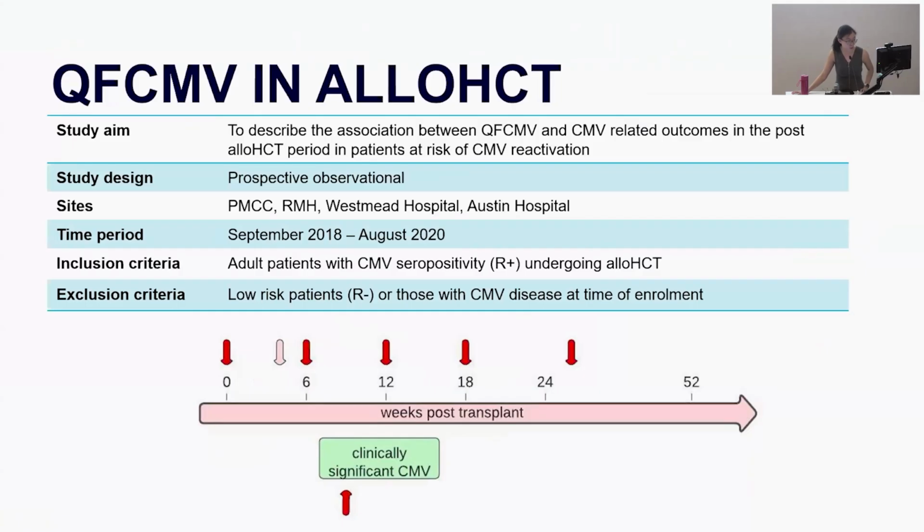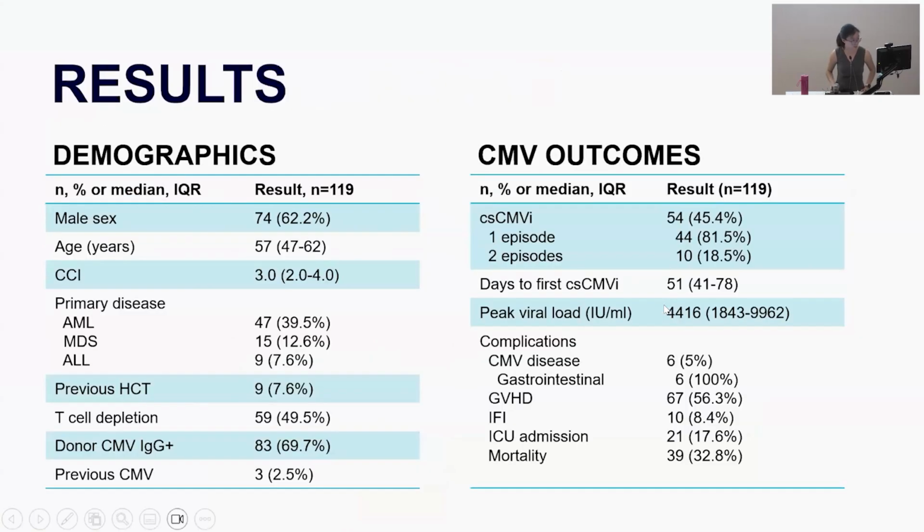And that was done at 4 sites in Australia across about 2-3 years. We included all adult patients with CMV recipient seropositivity undergoing allotransplantation, and excluded those who were lower risk or those who had active disease, so CMV disease at the time. What we essentially did was we monitored these patients from baseline and collected blood samples, including QuantiFERON CMV, at approximately 6-week intervals after their transplant. And if patients had clinically significant CMV infection, by which I mean, once again, that requiring treatment, we collected an extra sample about 2 weeks into their treatment course. So this was the population that we used.